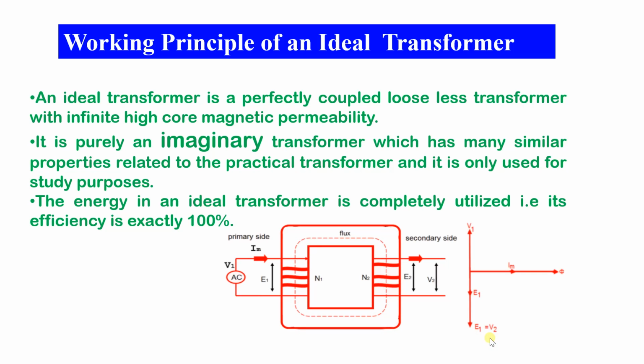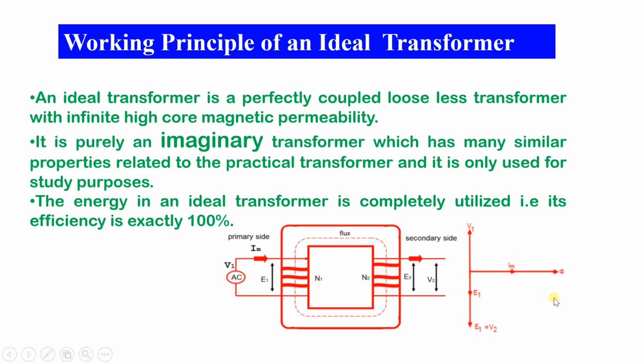This shows the diagram and the phasor diagram of an ideal transformer. As I have told you earlier, we are giving the AC supply, alternating supply, V1. IM is the magnetizing current which is produced on the primary side, E1 is the magnetizing EMF voltage, and these are the number of primary windings. Because of this IM, this flux phi is produced, and N2 is the number of windings on the secondary side, E2 is the induced voltage, and this is V2.